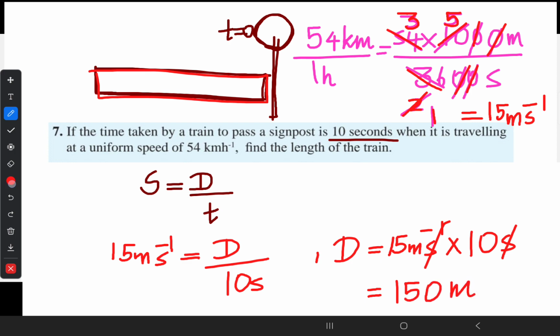Finally, 150 meters. First what we did: unit conversion, kilometer per hour to meter per second. Thereafter we substituted in the formula for simple calculations. To finalize, the distance it covered was 150 meters. That means this is the length of the train. Length of the train.